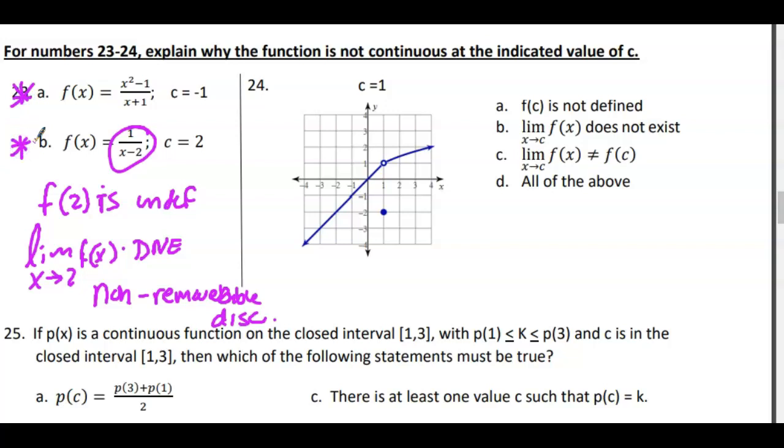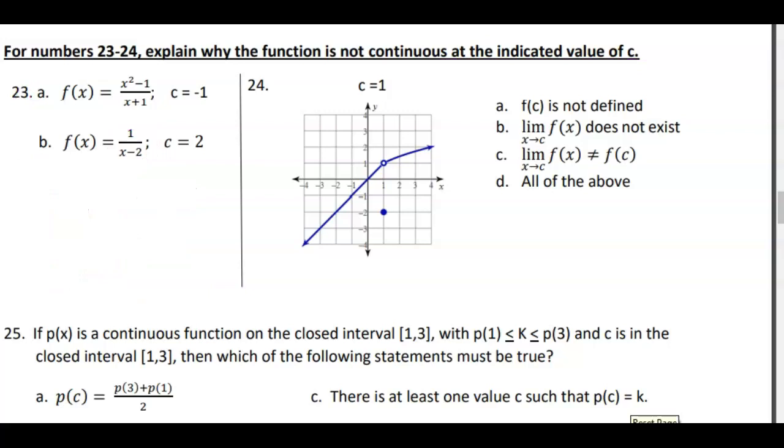Okay, so that's kind of the big thing I want you guys to take away from here with 23A and B is, yes, can you tell me why it's discontinuous, but also can you tell me whether it's removable or not? I probably should have changed the instructions here. Tell me, is it a removable or non-removable discontinuity? Anyway, let's go back, and we're going to move on to number 24 now.